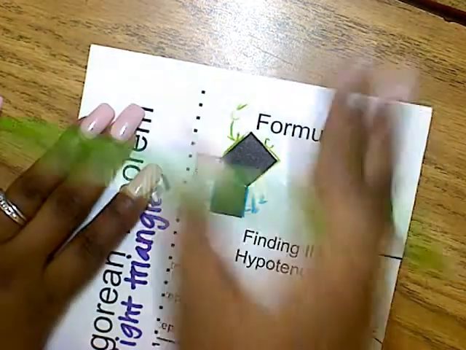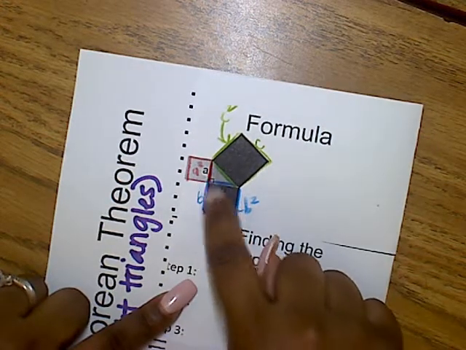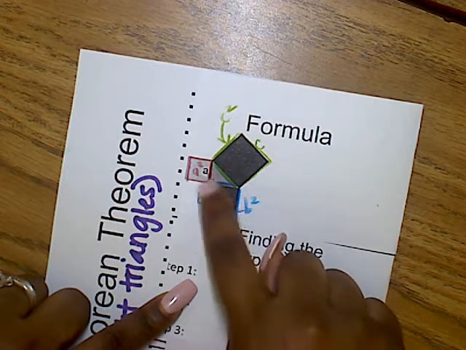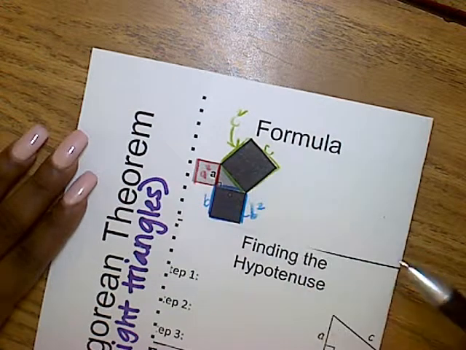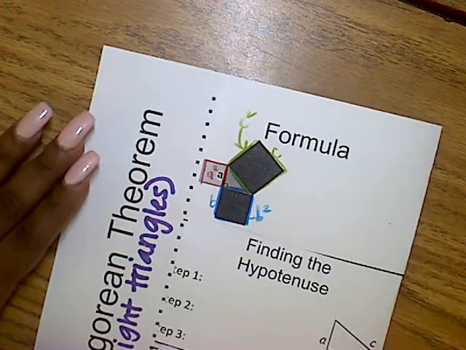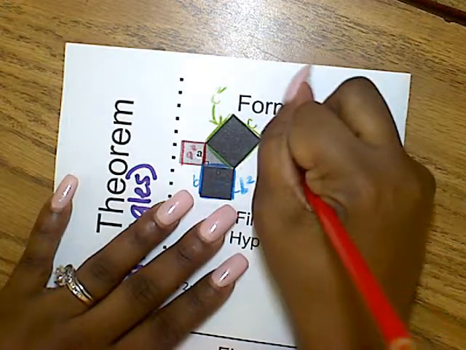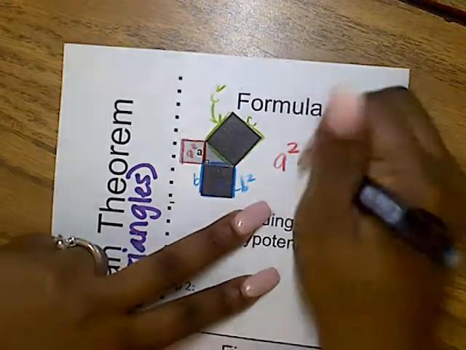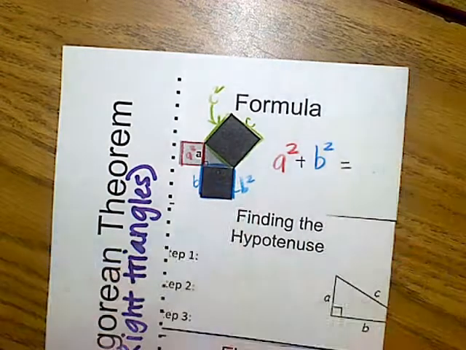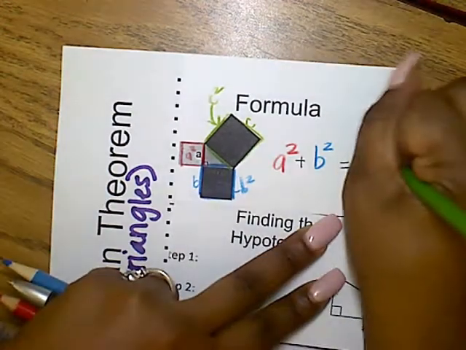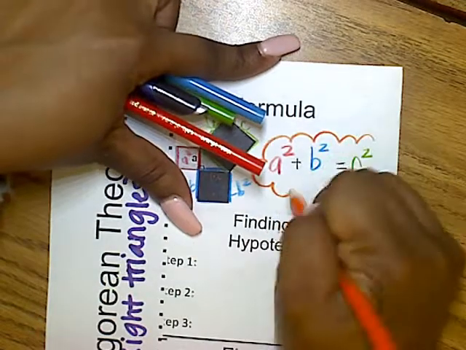Okay? So this just tells us that when we square the sides of a right triangle, the two smallest sides squared will equal C squared, the largest side. So that would give you the following formula. It would give you A squared plus B squared equals C squared. So this is the formula that we're going to use when we're using the Pythagorean Theorem.